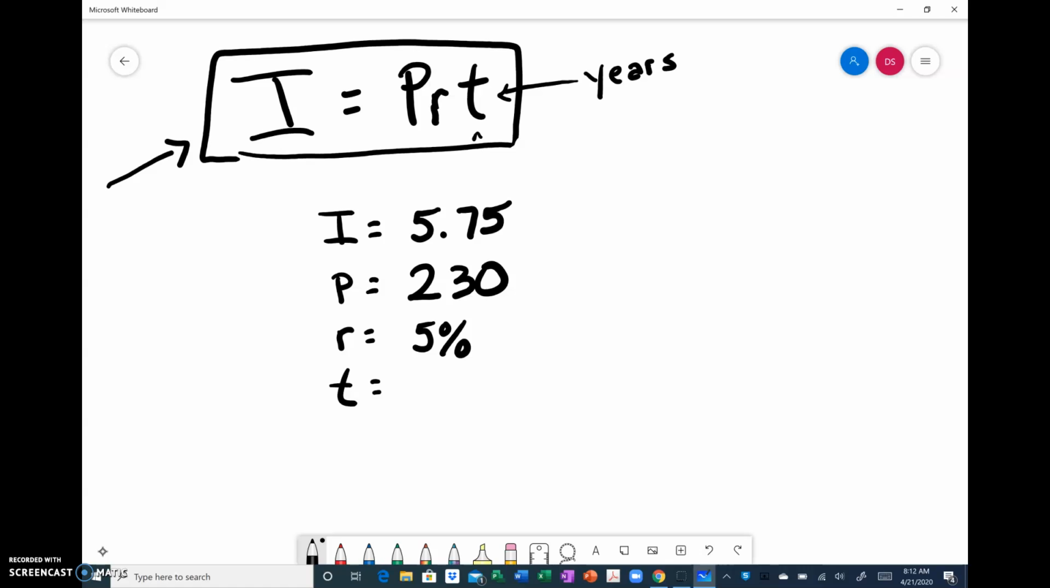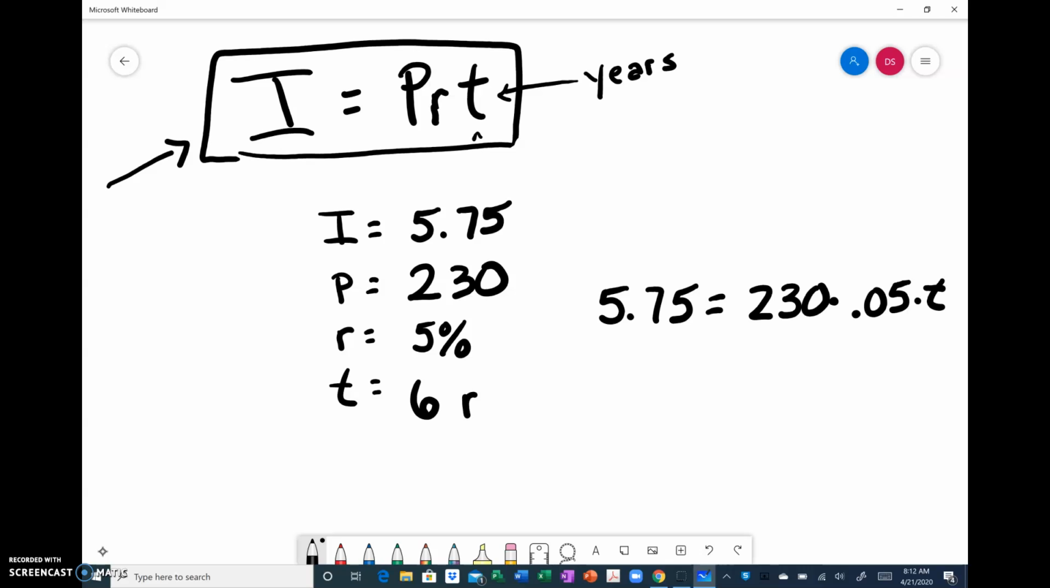All right. So I'll show you how to set it up. I'm down to seconds here. 230 times 0.05 times T. And if you worked it out that way, you should find out that it was 6 months. Your answer should be the decimal form, 0.5.